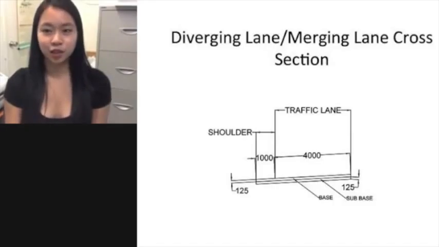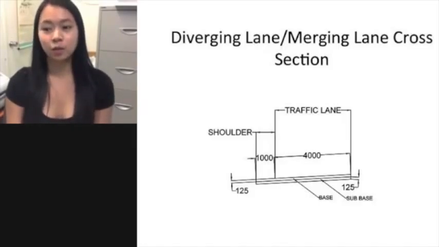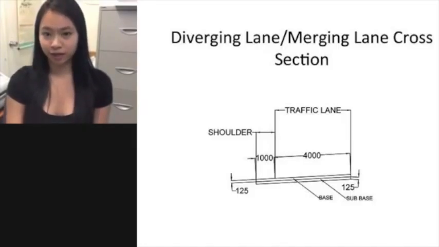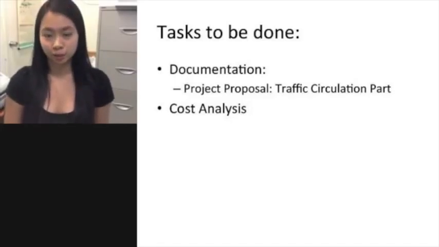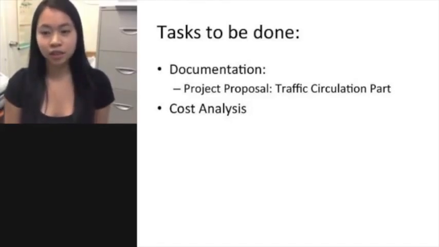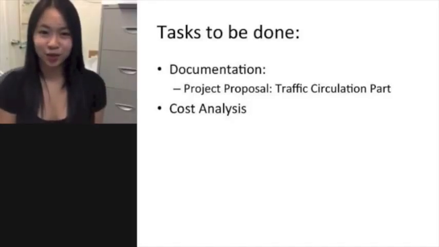Here is the cross-section for the diverging and merging lane. Both lanes will have the same thickness, width, and slope, but differ in taper length. I'm still in the process of documentation of this section that will be included in the project proposal, as well as developing the cost analysis for the pavement design. I'll now hand you over to Scott.